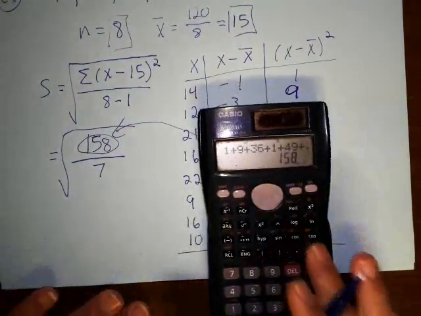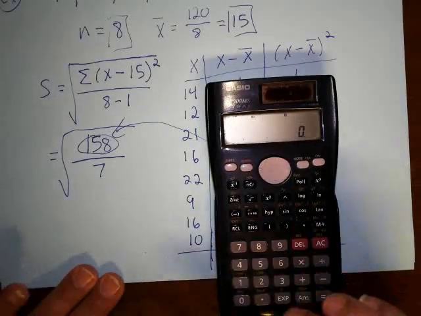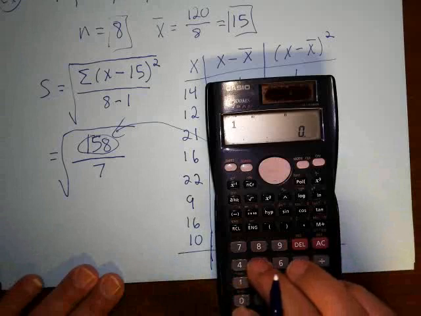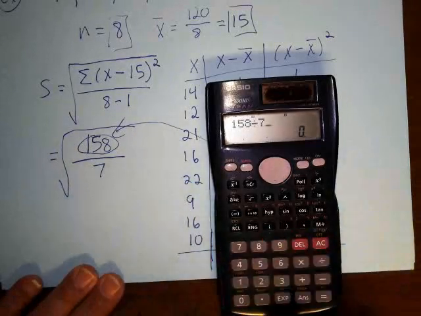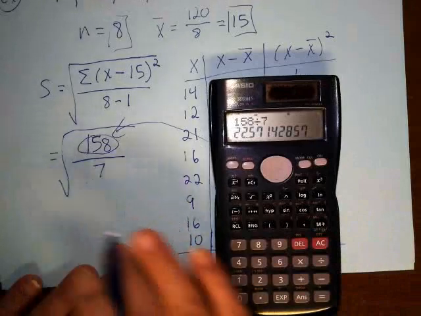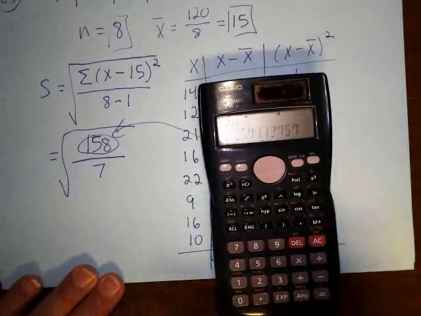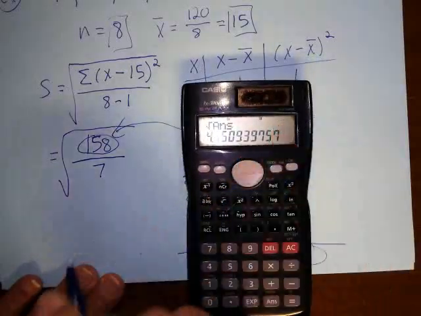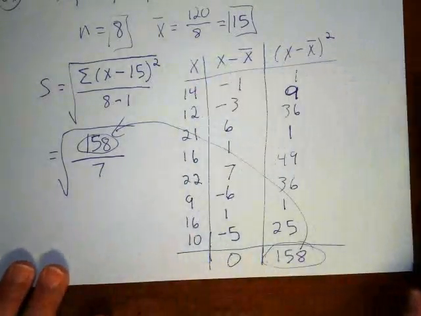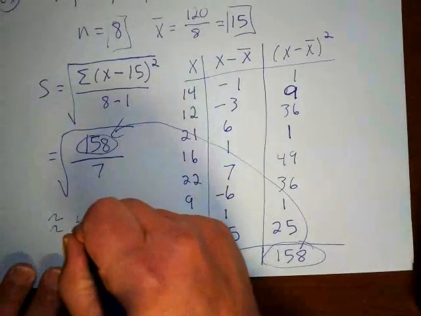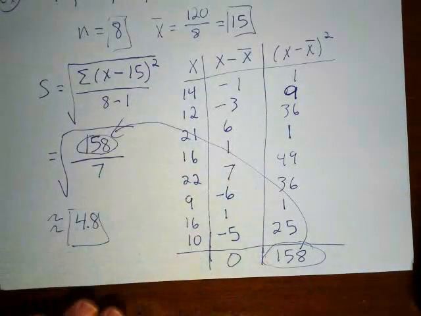So now I'm going to take 158 divided by 7, and I get what's underneath the square root. Now I'm going to take the square root of the answer, and then I get the final answer. And I'm going to round to the tenths place. So this would be 4.8. So approximately 4.8.